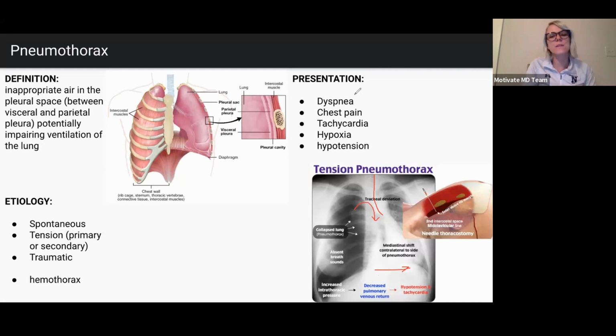All right, and how do these patients present? They present with shortness of breath. That's what we're talking about today. They may get chest pain, an acute onset of chest pain. They may get tachycardia, which we just talked about, and they may have hypotension. So remember, we talked about all these things and why these things are happening. Let's keep going here.